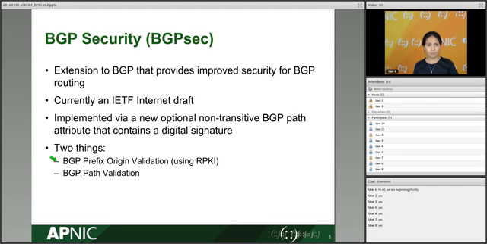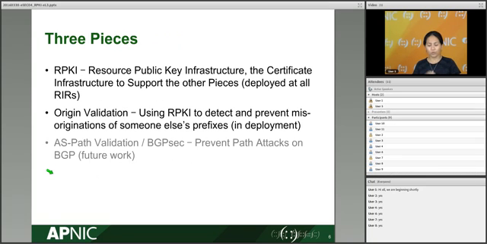Now later on, okay, once we have established RPKI, the second part of BGPSEC is BGP path validation, which looks at the second vulnerability or second issue in the previous slide. Okay, is it going through the correct path? Now, we have a very long way to go with that second part. So as of now, the main focus would be on RPKI. So 3 pieces to completing this. The first one is RPKI. Okay, we will of course discuss this in more detail, but in a short explanation, RPKI is basically an infrastructure.